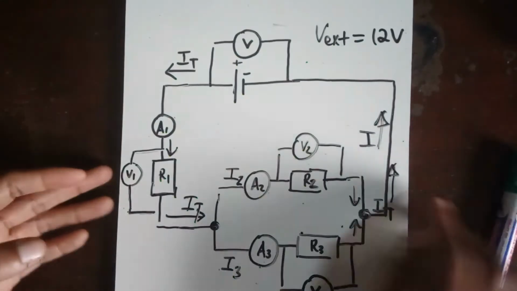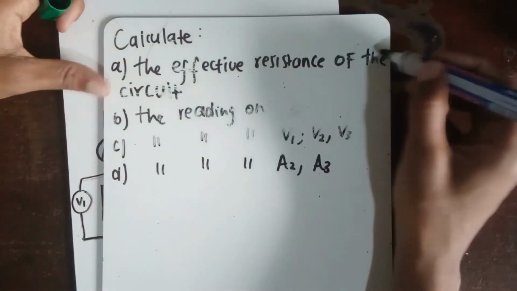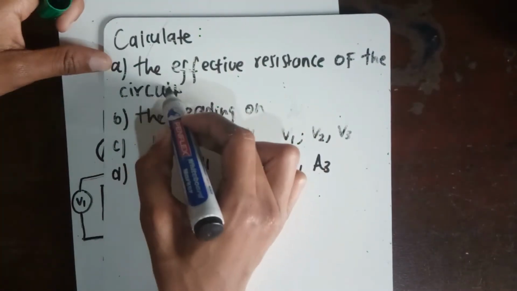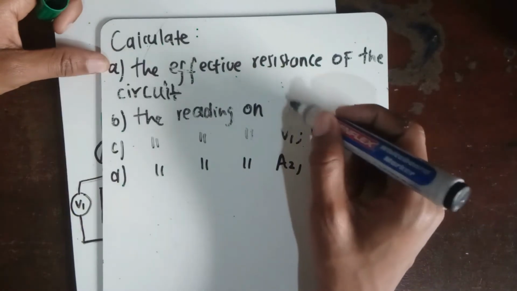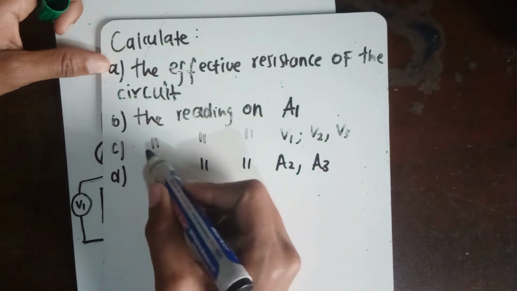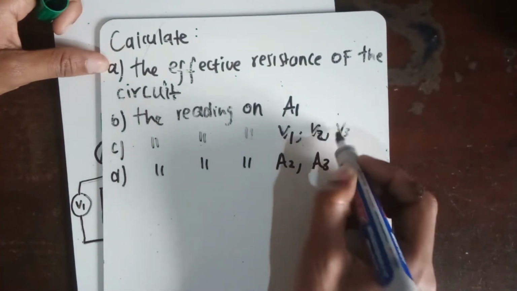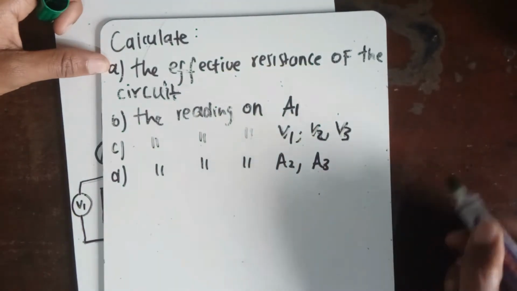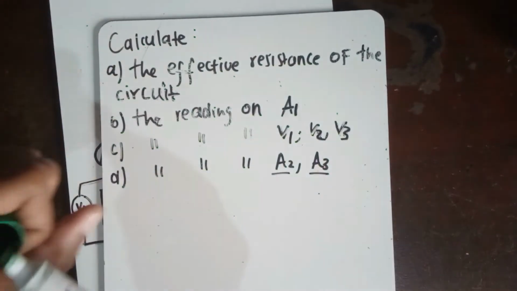And then our first question says we should calculate the effective resistance of the circuit. The second question says we should calculate the reading on ammeter A1. And then C says calculate the readings on voltmeters V1, V2, as well as V3. And now also calculate the reading on ammeters A2 and A3. So let us start there.